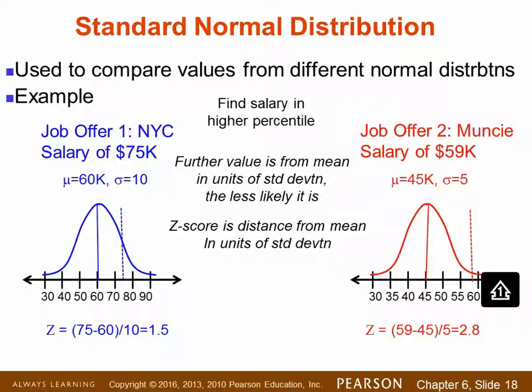So Muncie was the better offer because it's further away, so it's going to be in a higher percentile, even though the z-score is greater than... I don't understand why the z-score... Okay. It's just better because the z-score is higher, right? Right. Do you want a higher z-score? Yes. Okay. So let's kind of break this down.